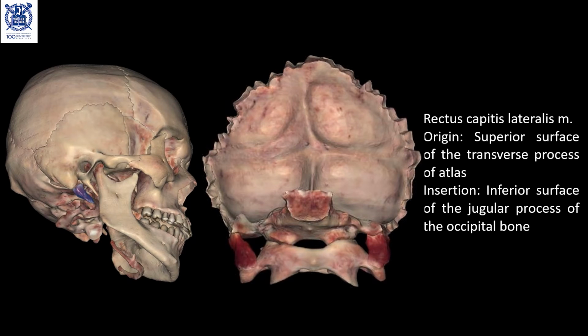Rectus capitis lateralis. It is a short, flat muscle that arises from the upper surface of the transverse process of the atlas and is inserted into the under surface of the jugular process of the occipital bone. It is innervated by C1 and C2, and its action is lateral flexion and to stabilize the atlanto-occipital joint.